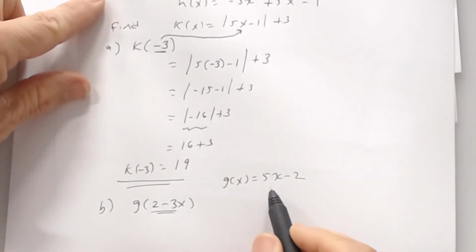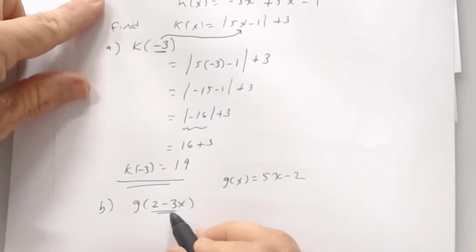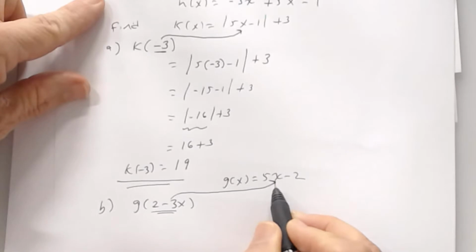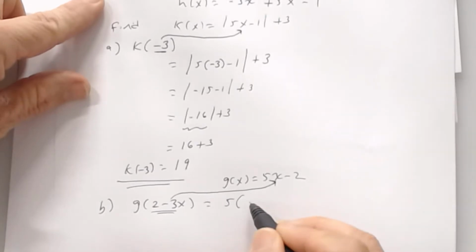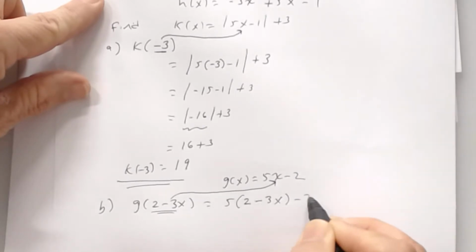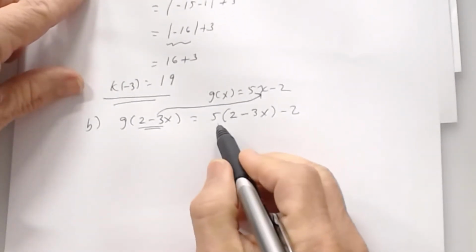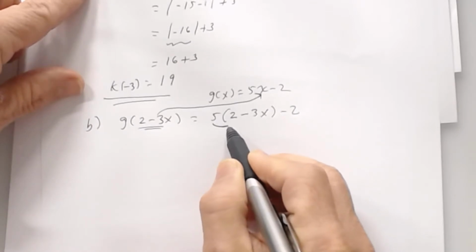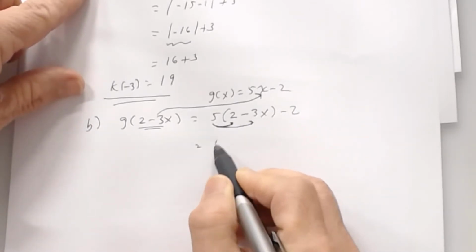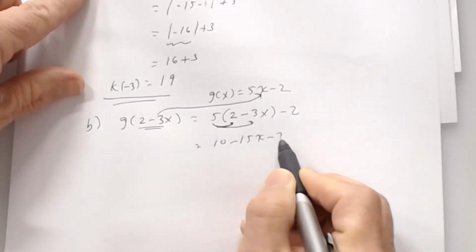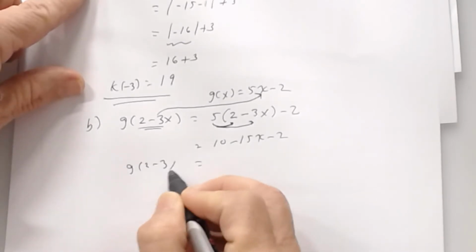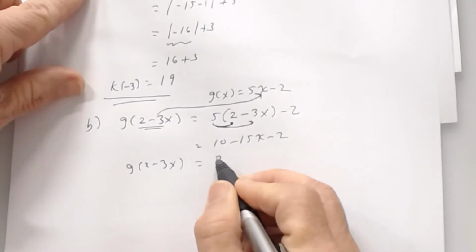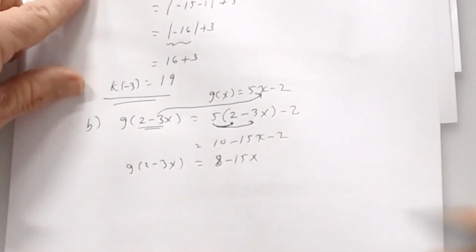So I rewrote the function g, and so underline what I want to substitute. So I'm going to draw an arrow to the variable x, and so I'm going to be substituting in 2 minus 3x. So I get 5 times, in parentheses, 2 minus 3x, and then minus 2. Okay, next step. 10 minus... Next step. 10 multiplied. So distribute, right? So I get 10 minus 15x minus 2. Combine your like terms, you're done. G of 2 minus 3x is going to equal 8 minus 15x. Or you could say negative 15x plus 8, does not matter.